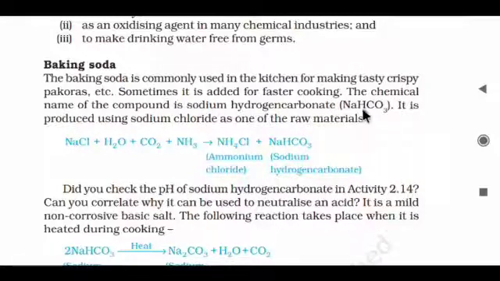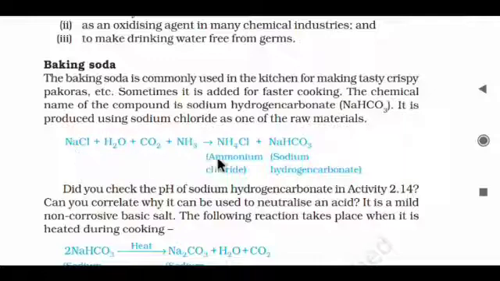It is NaHCO3. Na stands for sodium, H for hydrogen, and CO3 for carbonate. You can also recall it as sodium bicarbonate. It is known as baking soda, commonly used in the kitchen for fast cooking. It is produced using sodium chloride as one of the raw materials. Here also you can use NaCl for its formation, and NaCl is one of the salts which is commonly used.